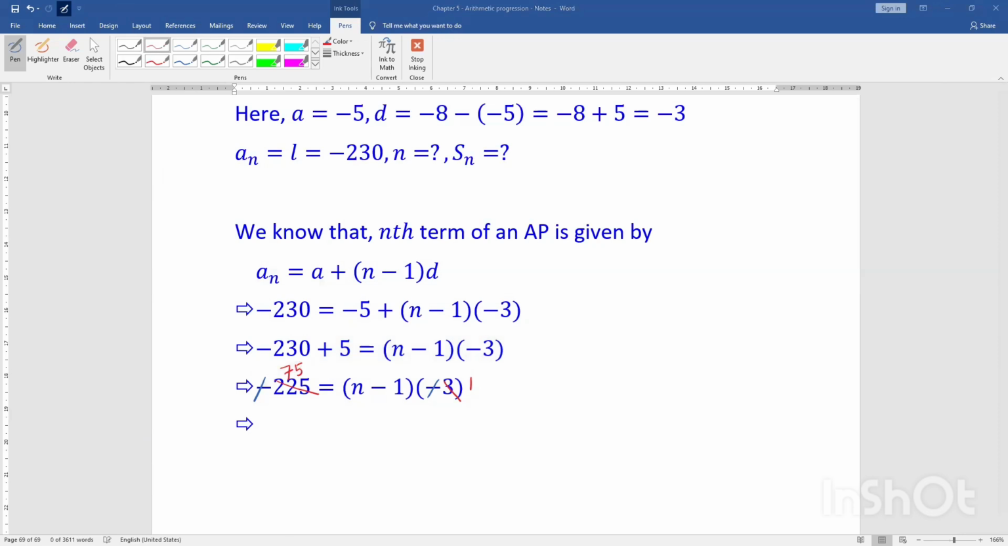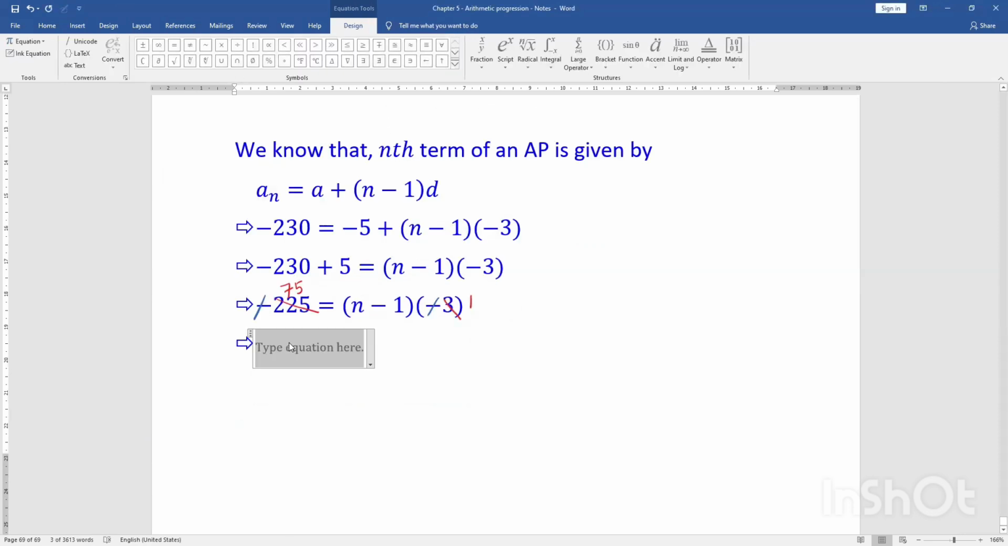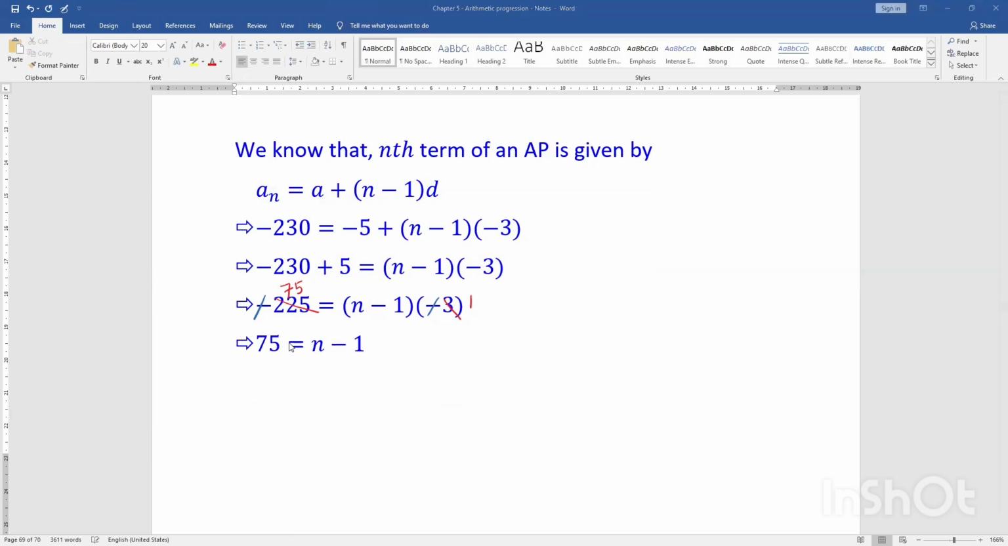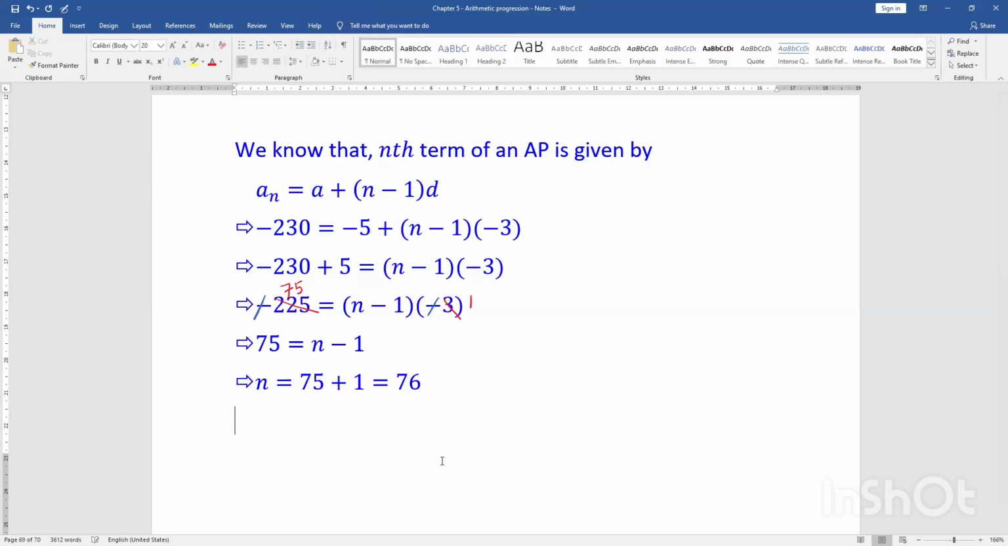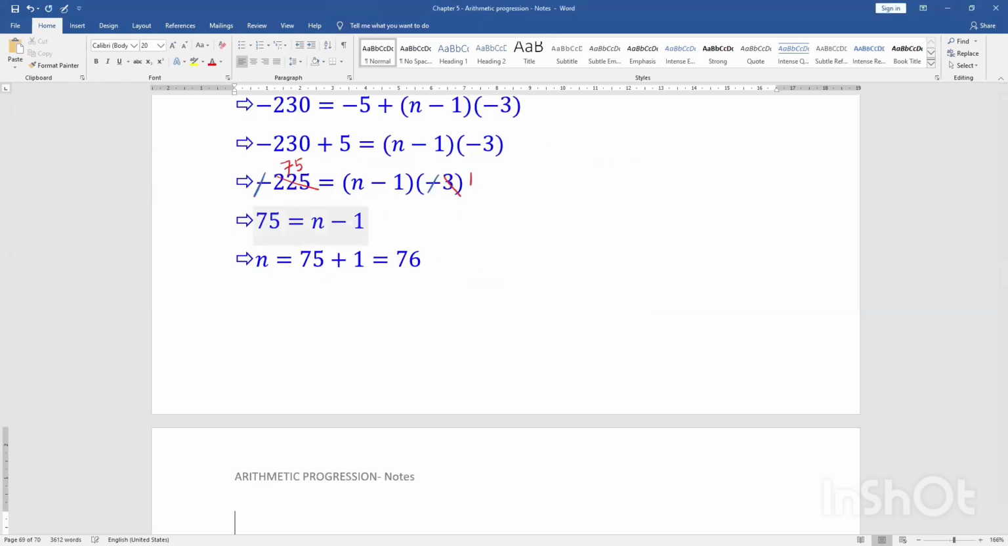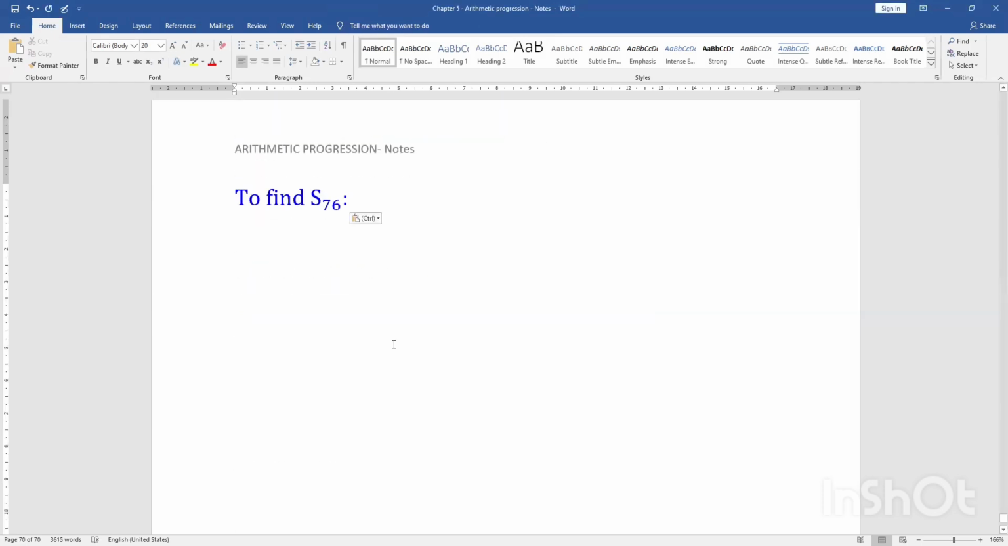So that means I get what? In my next step, it is nothing but 75 equals n minus 1. Or what is n value equal to? I get n value is equal to 75 plus 1, right? Which is nothing but 76. And then I need to find out Sn, so let us find Sn here.